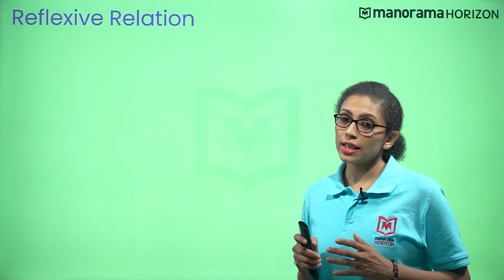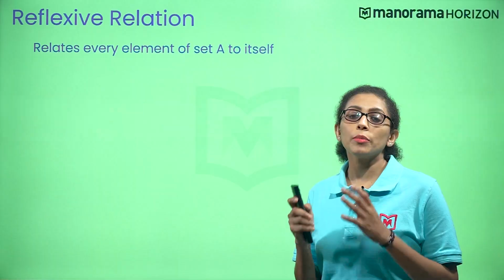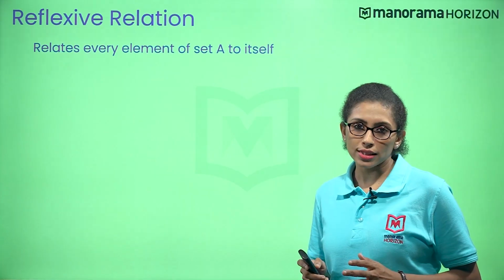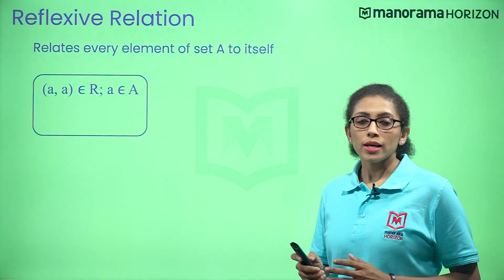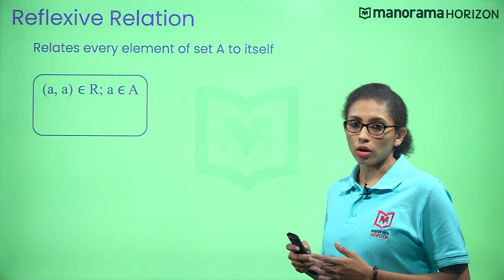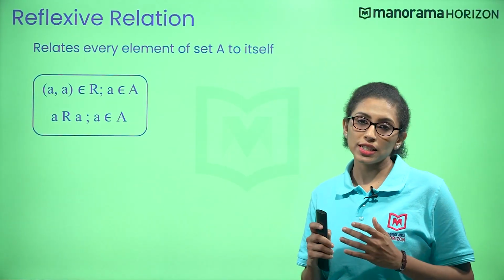Next, we will discuss another important relation, that is equivalence relation. To investigate equivalence relations, we must first explore three different relations. Let's see them one by one. A relation R in a set A is called reflexive if it relates each and every element of set A to itself. Mathematically, relation R is reflexive if (a, a) is an element of R for every a element of capital A. In other words, a is related to a for every a element of set A.